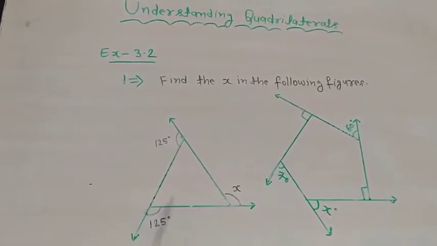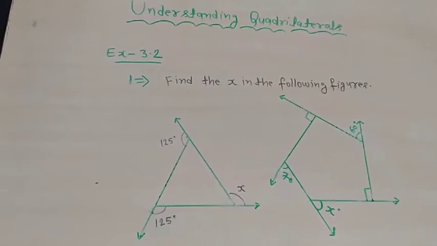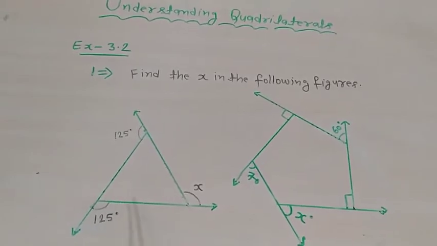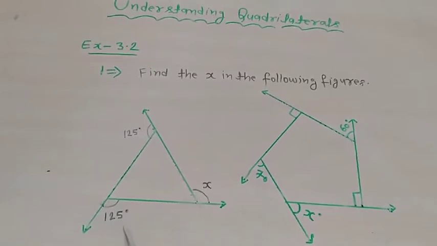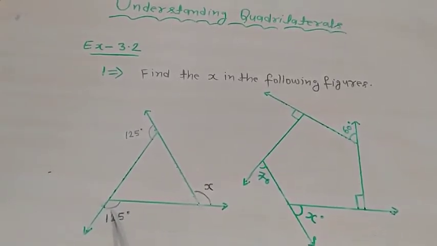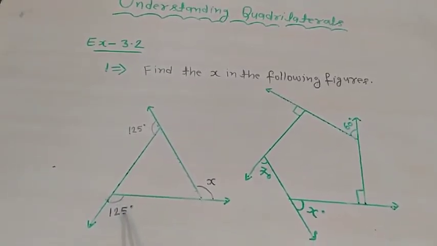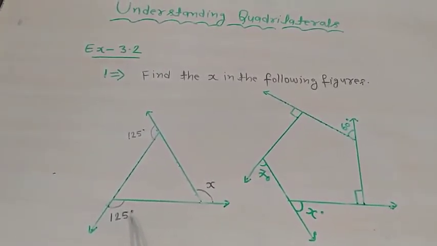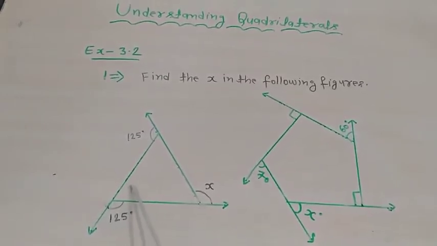The first way is that you find the interior angles. This is a straight line, and this is the exterior angle, and this is 125 degrees, and the sum of both angles is 180 degrees. If you subtract 125 from 180 degrees, we obtain here 55 degrees.